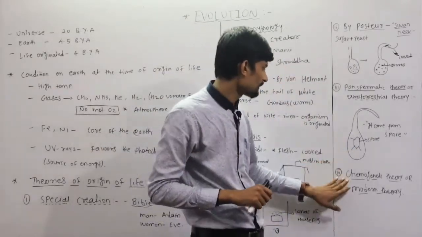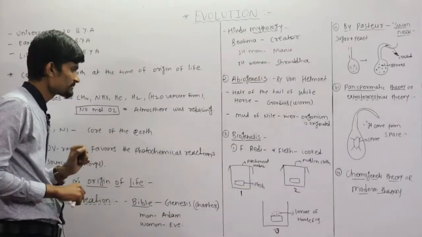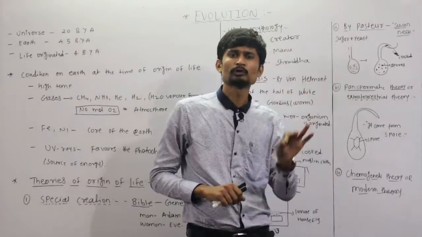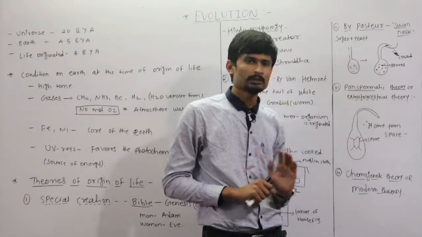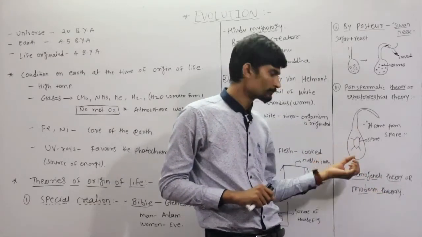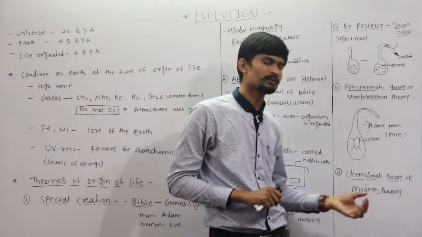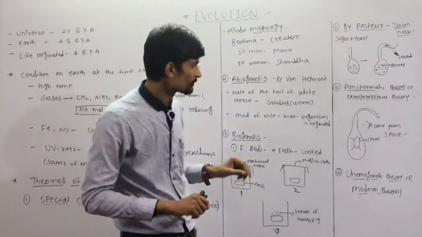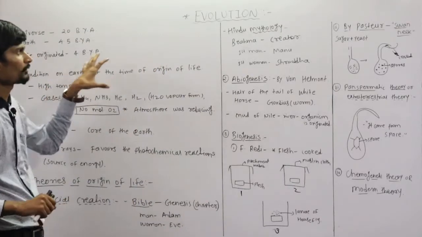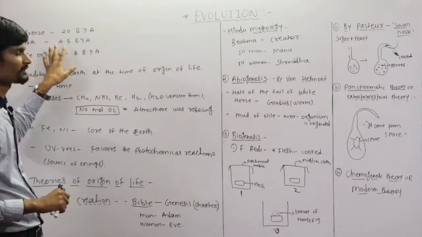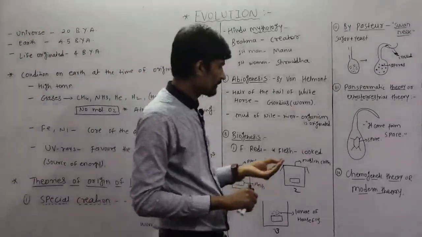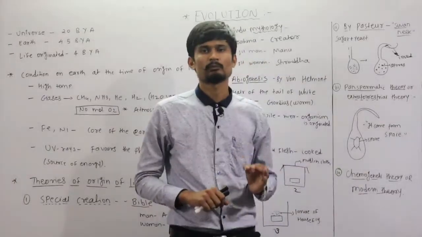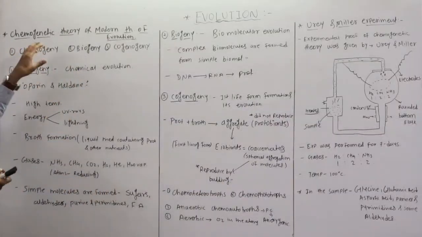And then the last theory, which is the most important and most accepted theory, is the chemogenetic theory, or the modern theory of origin of life. We have to see this chemogenetic theory in detail. So these are some introductory parts of the evolution chapter: when the universe originated, life originated, conditions and theories of origin of life. The main theory is the chemogenetic theory or modern theory.